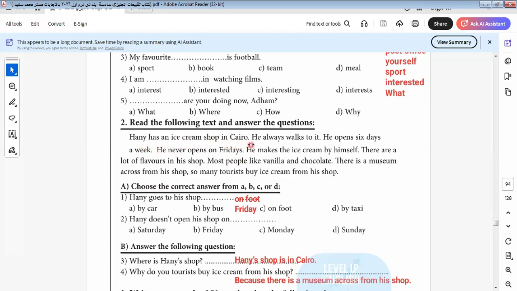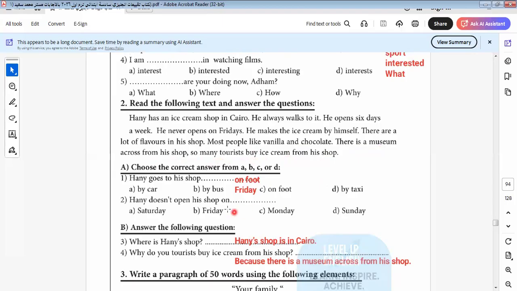Hani has an ice cream shop in Cairo. He always walks to work. He opens 6 days a week. He never opens on Fridays. So his holiday will be what? On Fridays. He makes the ice cream by himself. There are a lot of flavors in his shop. Most people like vanilla and chocolate ice cream. There is a museum across from his shop. So many tourists buy ice cream from his shop. So Hani goes to his shop how?